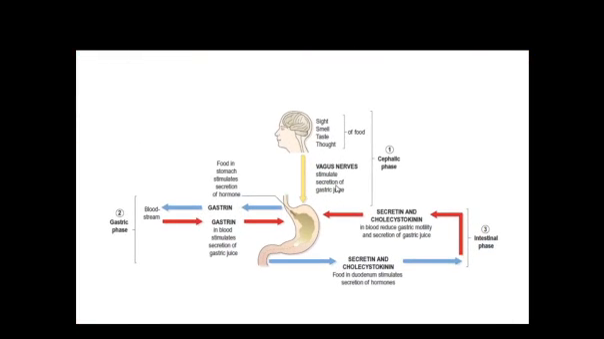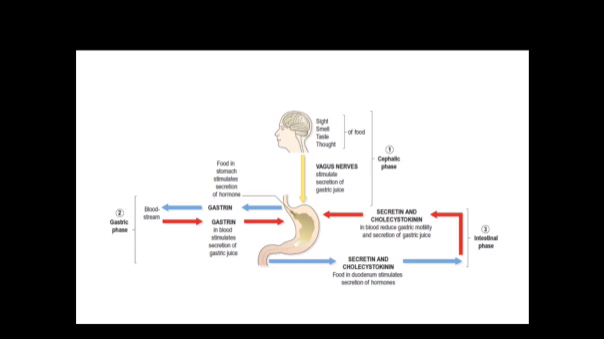Next are the different phases of gastric juice secretion. Gastric juice secretion has three phases. Phase number 1 is the cephalic phase, phase number 2 is the gastric phase, and phase number 3 is the intestinal phase. Phase number 1 is the cephalic phase. Now, this cephalic phase of gastric juice secretion occurs even before the food enters the stomach.